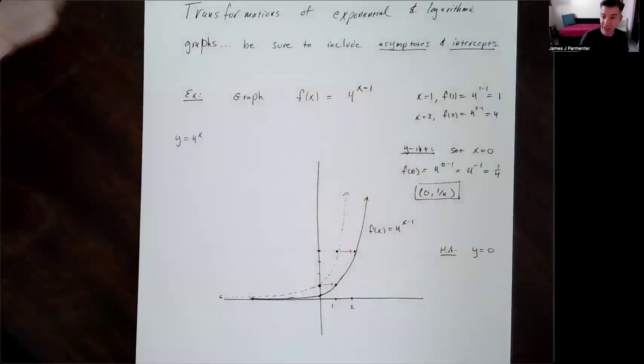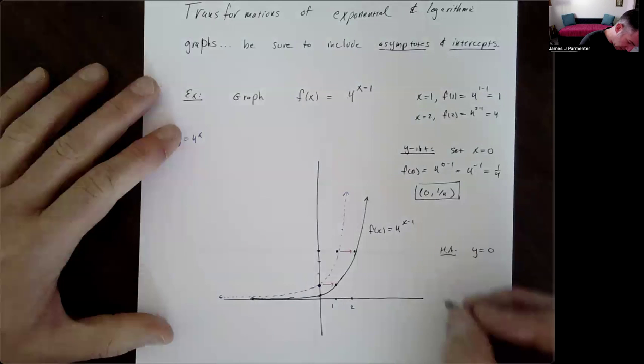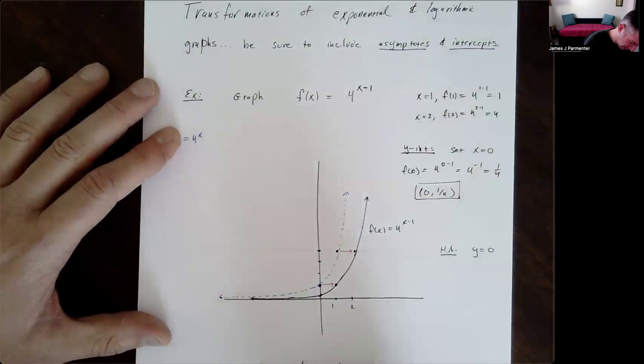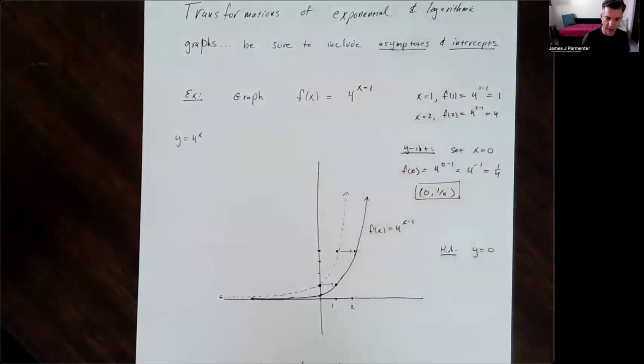And my domain and my range didn't change at all. My domain is still all real numbers from negative infinity to infinity. My range is still all positive numbers from 0 to infinity, because I didn't move this thing up or down. Oh, sorry, you can't quite see that. Apologies. There we go.